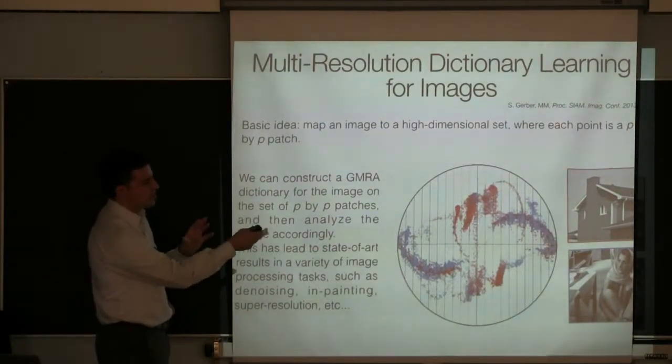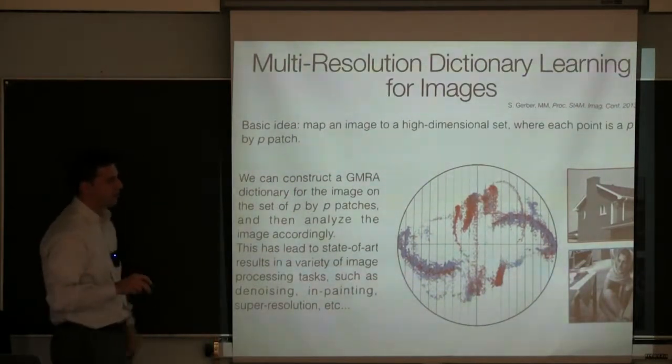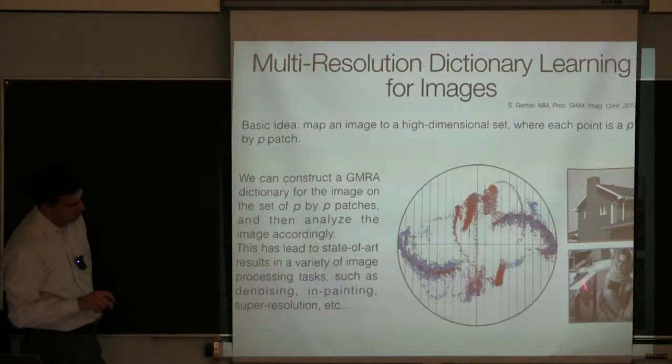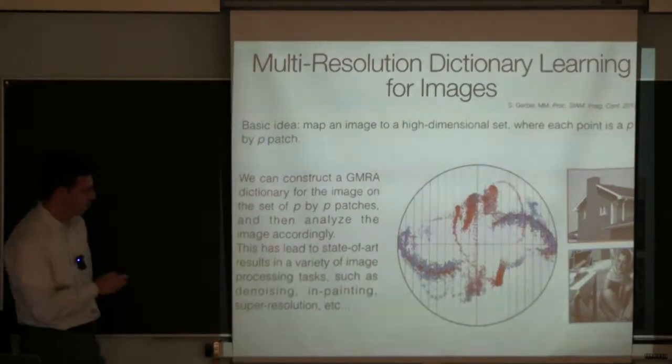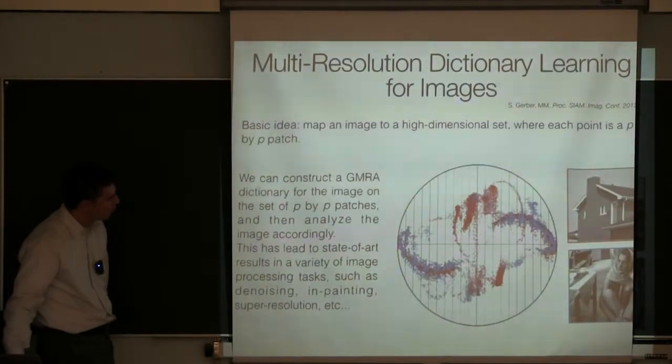If the image has n pixels, we get n p by p patches. Each of them is a p square dimensional vector. You can try to project them down, and here the red dots are 2D projections of the patches from this image, and the blue are from this other image. And so you see structures in that space of patches, at least after you project. This has been used for image processing tasks.